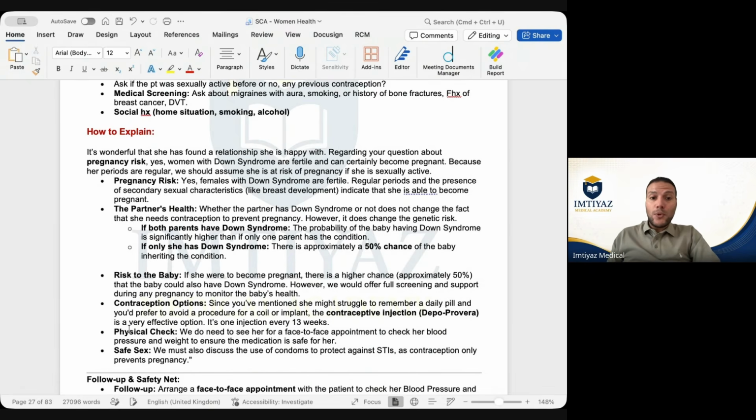If both parents have Down syndrome, the probability of having a baby with Down syndrome is significantly higher than if only Mom has Down syndrome. And if Mom has Down syndrome, there's a 50% chance that the baby will have Down syndrome. You don't need to know these statistics, but just for your knowledge. Okay, very important.